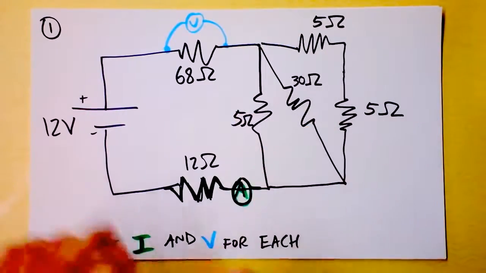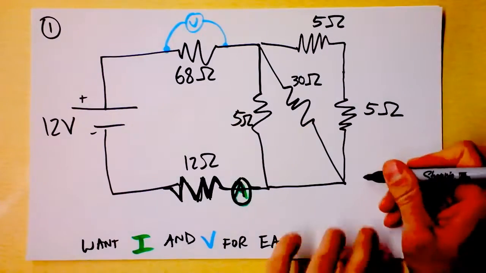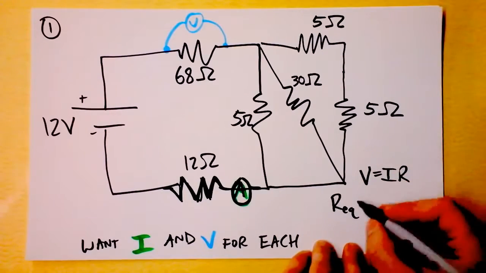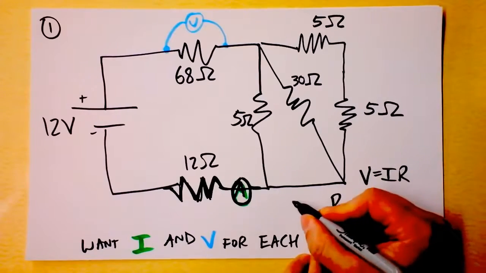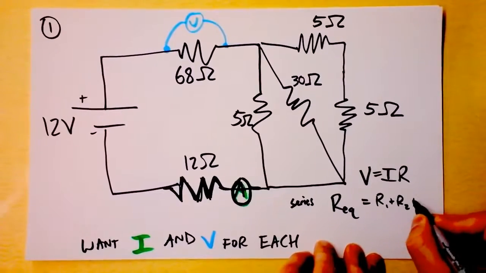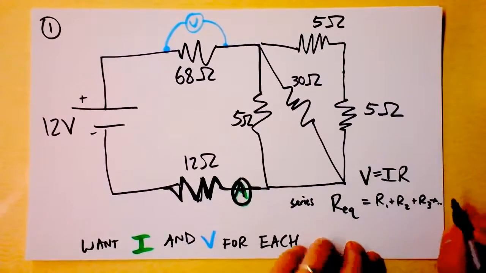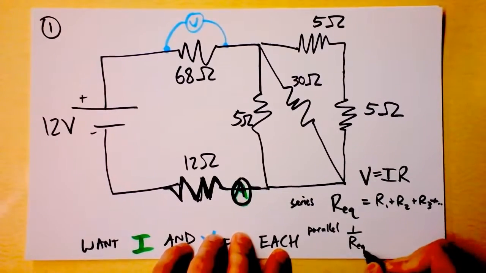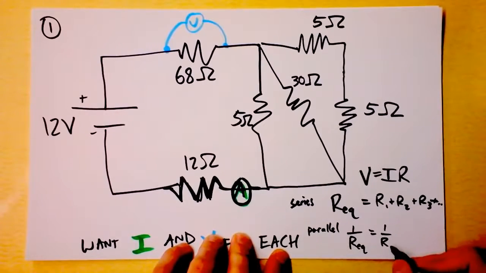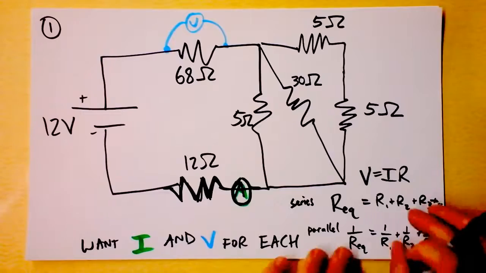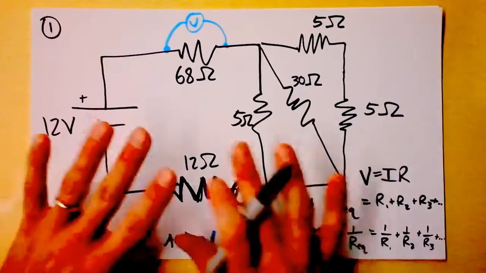So this is going to be a little bit complicated, but my intention is to solve the entire problem with V is IR and equivalent resistances in parallel and in series. So for series, the equivalent resistance is R1 plus R2 plus R3, etc. And for parallel, I know that 1 over the equivalent resistance is the sum of the inverses of the individual resistances. And we will play with those so that you get a feel for how this pattern works. Okay, my plan is to use these 3 simple relationships to solve the entire problem.